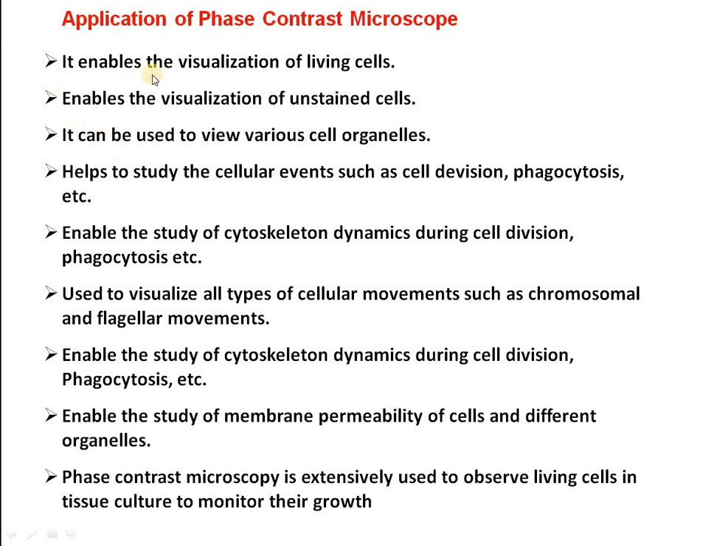It enables the visualization of living cells. Living cells can be visualized without affecting their normal activities. It enables the visualization of unstained cells. No staining is required. It can be used to view the various cell organelles. It helps to study cellular events such as cell division, phagocytosis, etc. That means the cellular process remains unaltered, but you can visualize it under the microscope. So without affecting the cellular process, you can visualize the cells, and you are also not using stains. That's why the cells remain alive.